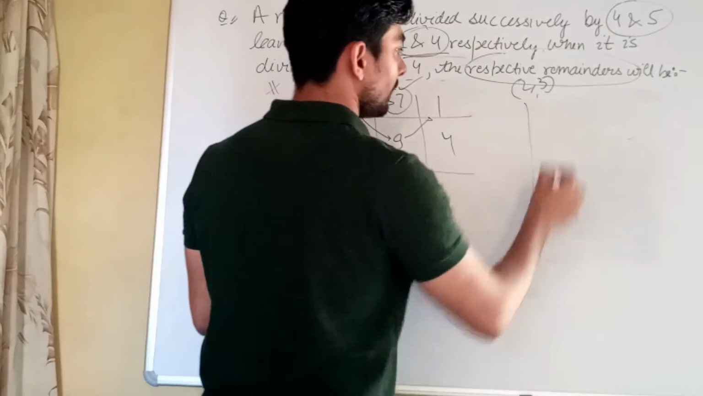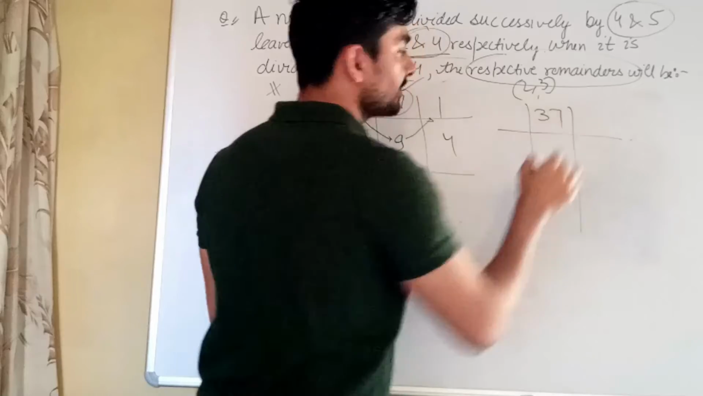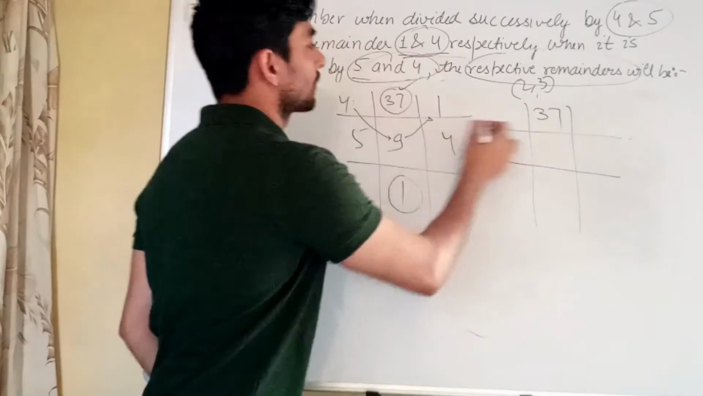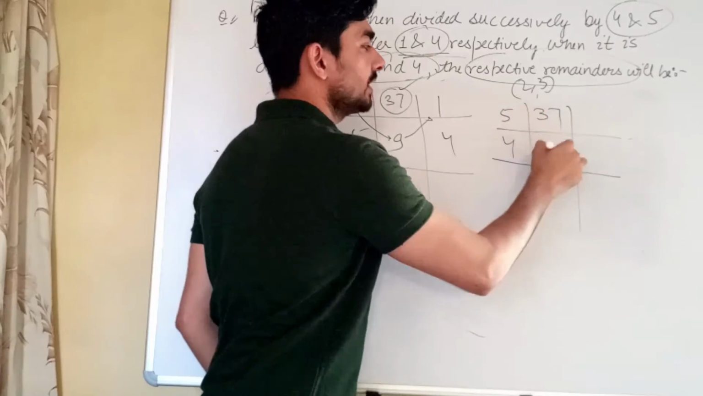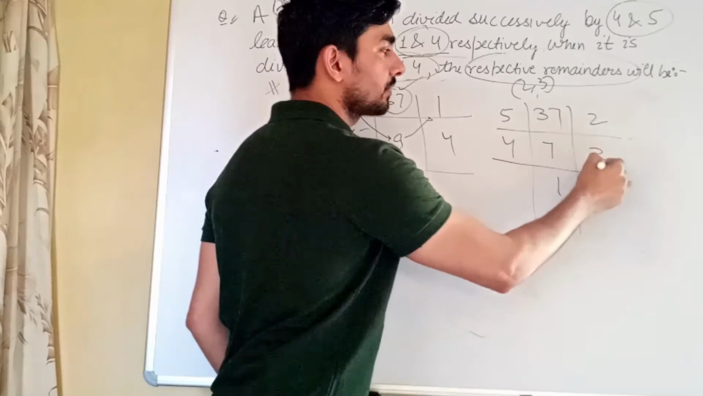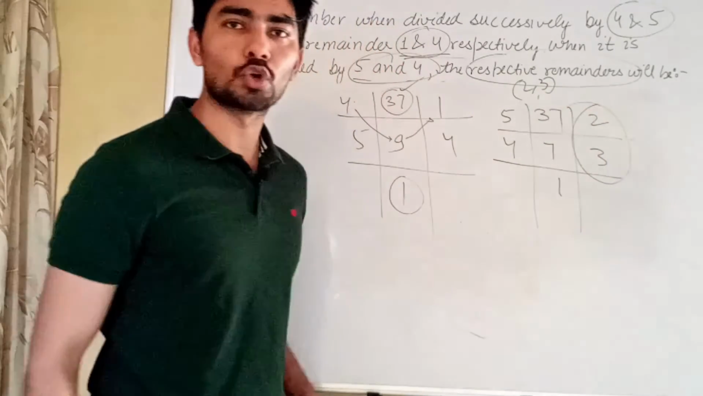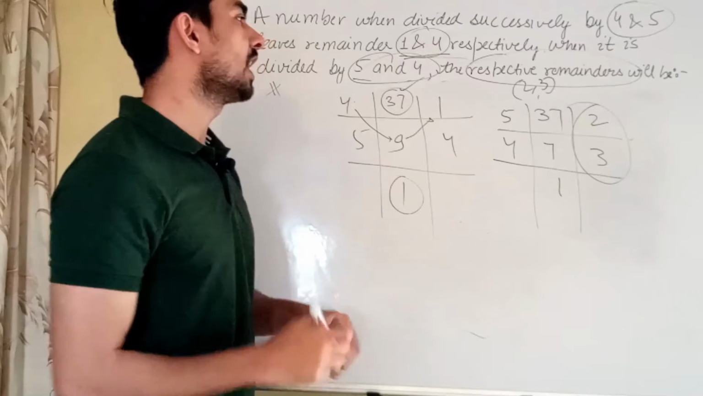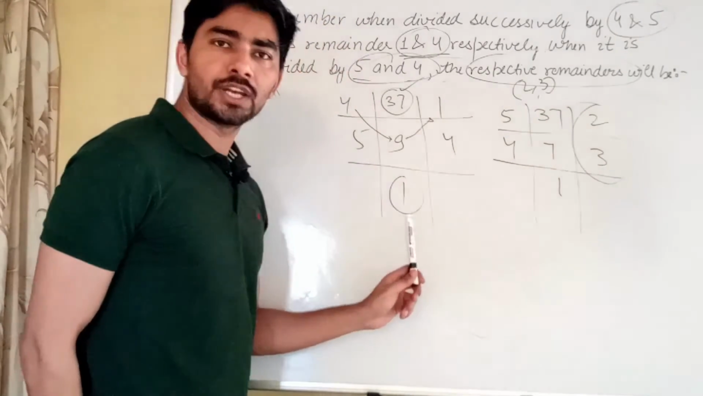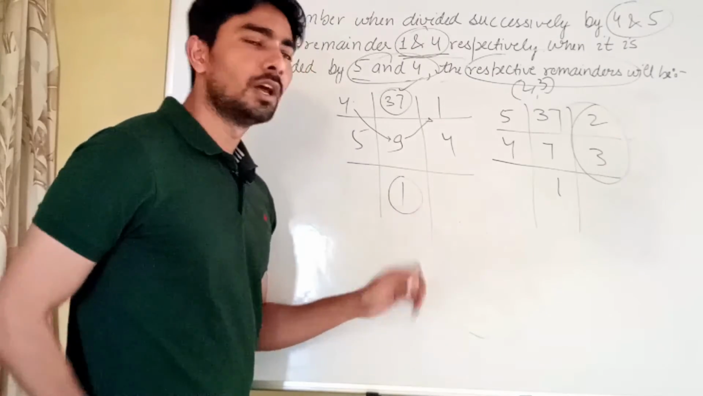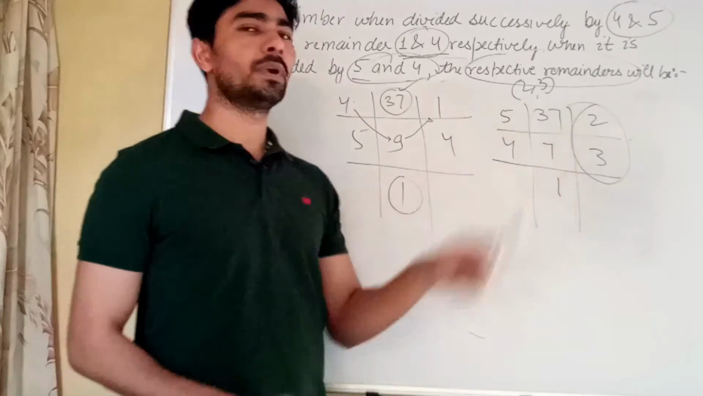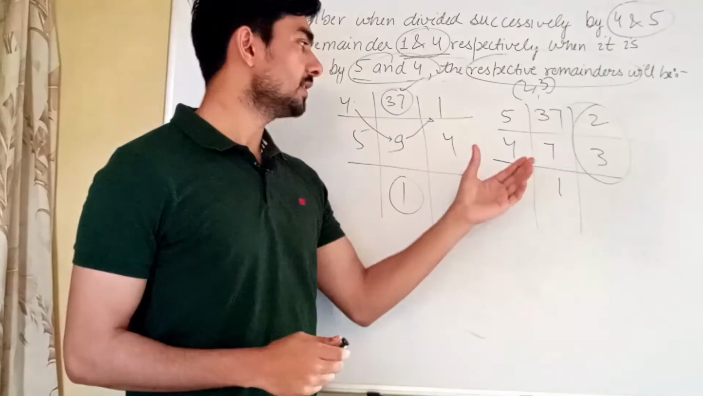See, 37. I will be dividing 37 successively by 5 and 4. 5 times 7 is 35, the remainder will be 2. 4 times 1 is 4, the remainder will be 3. Our successive remainders are still 2, 3. So we can understand here that our successive remainders will be the same whether I take 0 here, 1 here, 2 here or 3 here, it doesn't matter. The answer of this question will be 2, 3. I hope this question is clear.